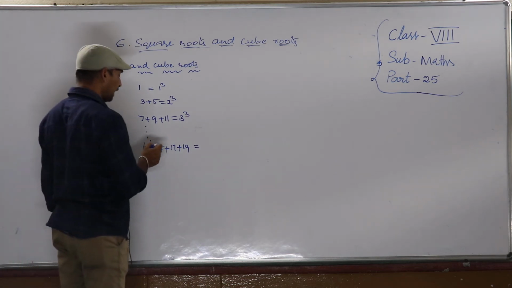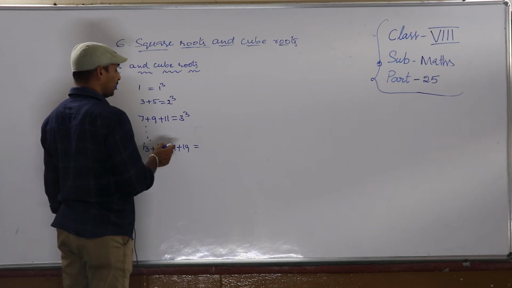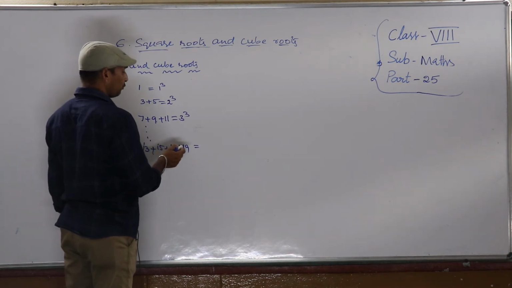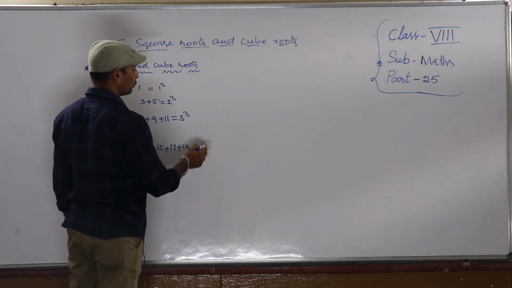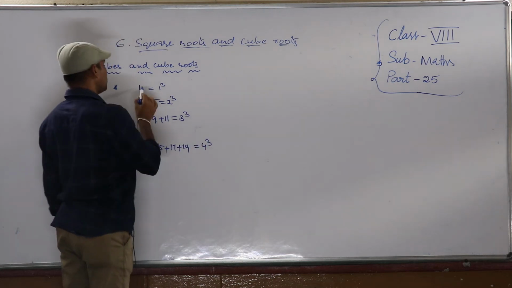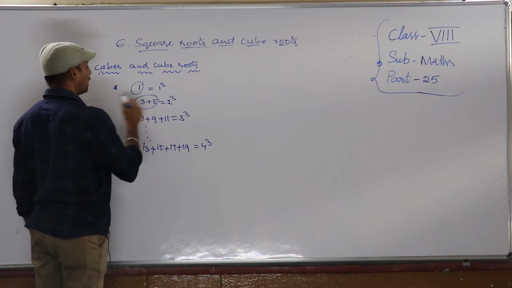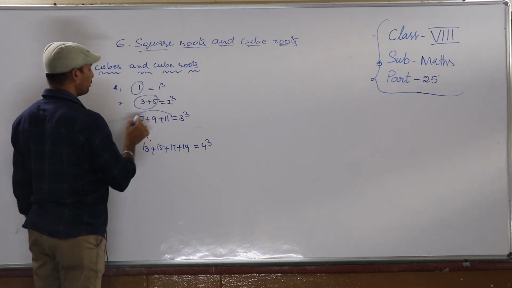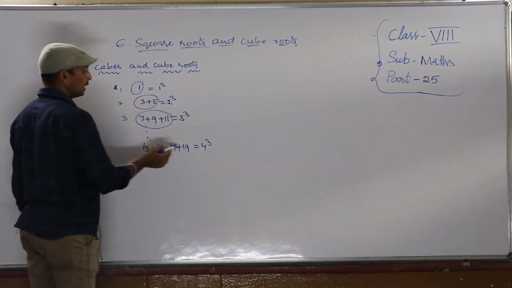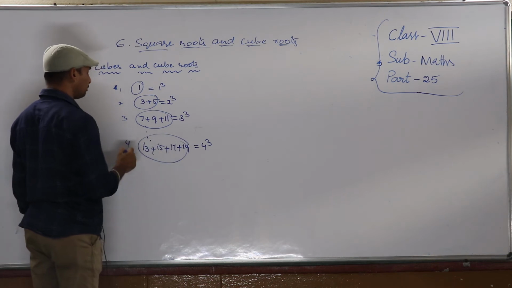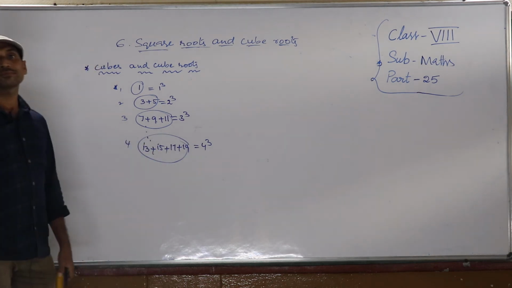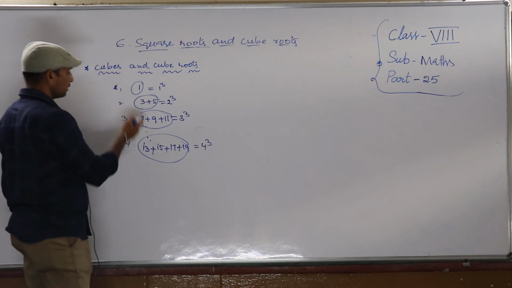So here 28, 38, 45, 50, 64 means 4 cube. So first I am taking 1 odd number, next I am taking 2 odd numbers, next 3 odd numbers, next 4 odd numbers, like this. This is one pattern.